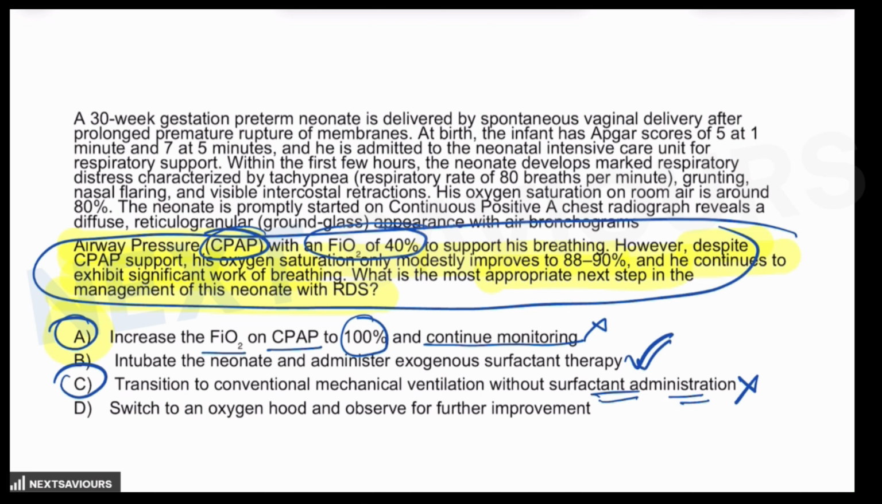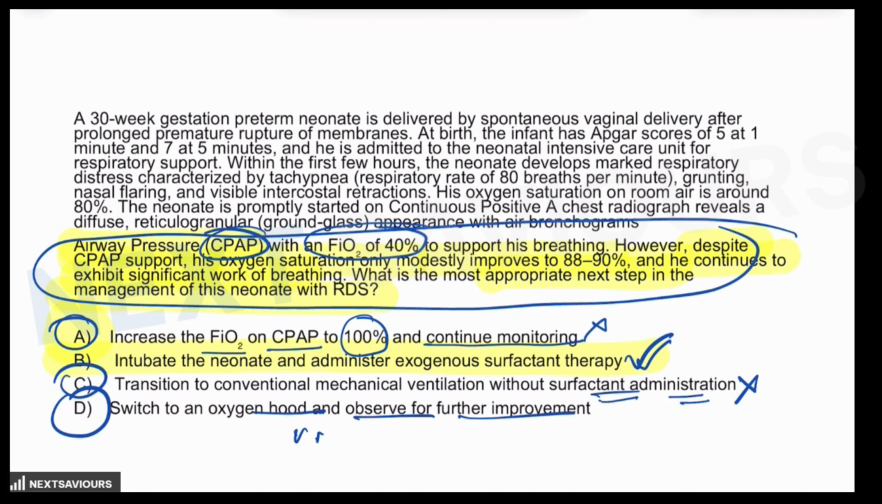And finally, switch to the oxygen hood and observe for further improvement. Oxygen hood, obviously, is not sufficient for managing the moderate to severe respiratory distress. It does not provide the positive pressure support, so it cannot prevent the alveolar collapse in a neonate with surfactant deficiency. So this option is also incorrect. So as you know, intubation and exogenous surfactant therapy is the best answer for this question. Why? Because surfactant therapy helps restore the alveolar function, reduces surface tension, and improves the gas exchange.